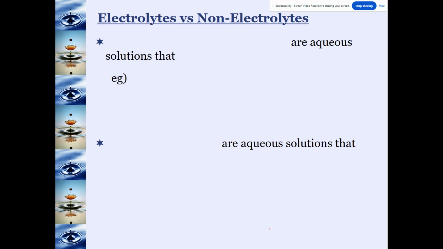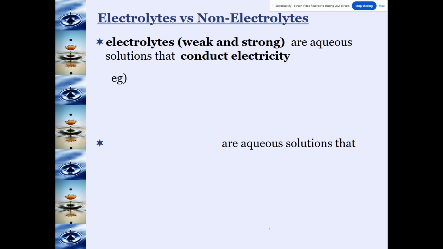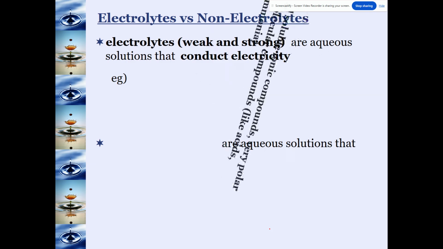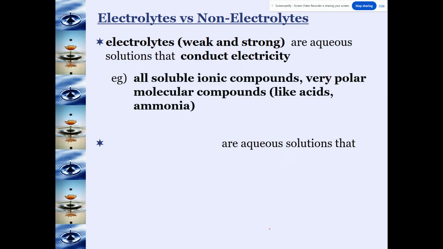Now let's talk about again how we show what happens to a compound when it's in water or in whatever solvent you're dissolving it in. Usually we deal with it in water. So first of all, we can classify or categorize our solutions into two categories. Either it is an electrolyte, which means it conducts electricity. Compounds that are electrolytes are all soluble ionic compounds, and very polar molecular compounds like acids and ammonia.